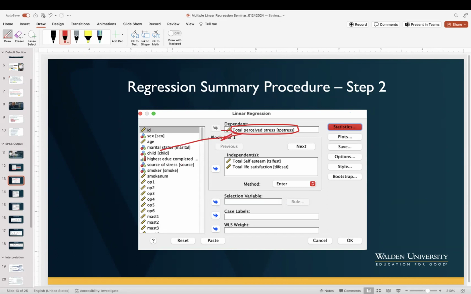Now we have two predictive variables because remember, this is multiple regression. So we have to have at least two predictors. What we're doing is trying to predict perceived stress from self-esteem and satisfaction in this particular regression dialog box. Does everybody see that?